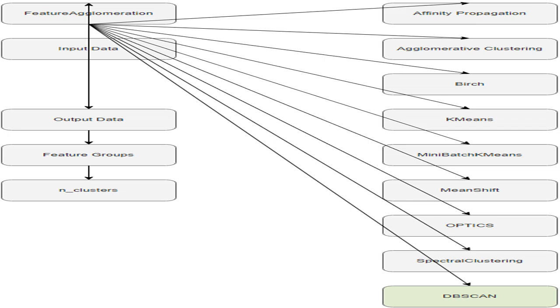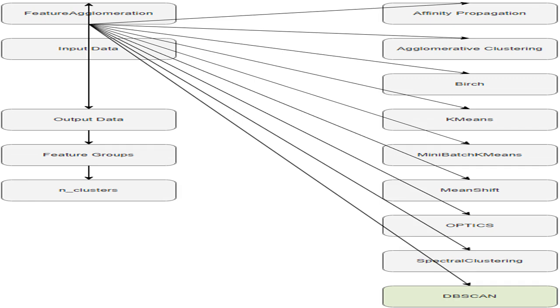A clustering algorithm that uses a message passing approach to find clusters. It takes the grouped features from feature agglomeration as input. A hierarchical clustering algorithm that progressively merges clusters based on their similarity. It takes the grouped features from feature agglomeration as input. A clustering algorithm that builds a hierarchical clustering tree from the input data. It takes the grouped features from feature agglomeration as input.